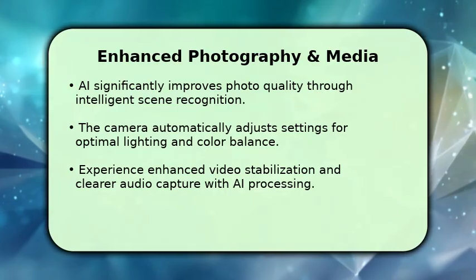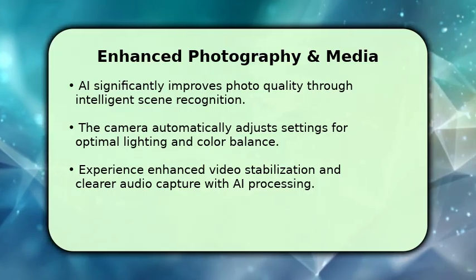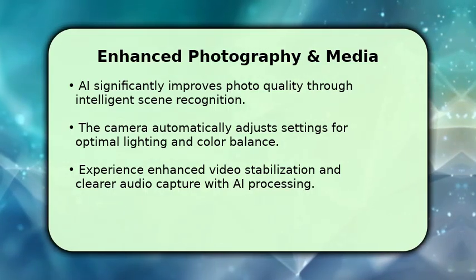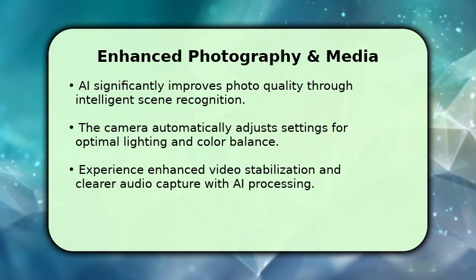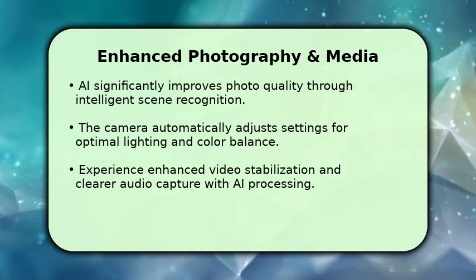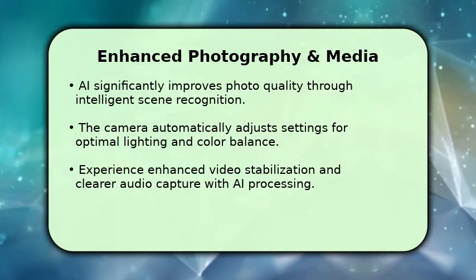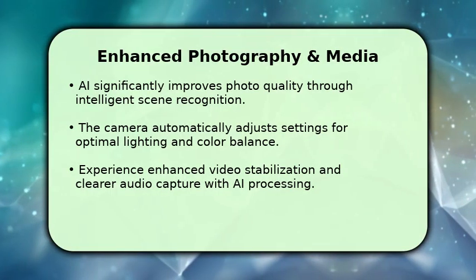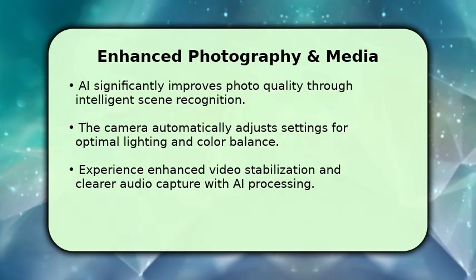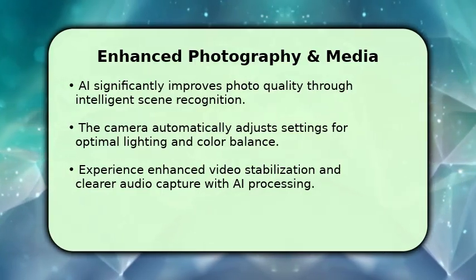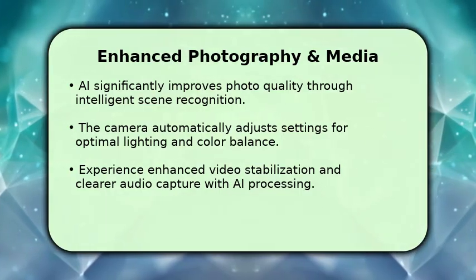Artificial intelligence dramatically enhances your photography and media experience on Oxygen OS. The camera's AI can recognize over 20 different scenes, from landscapes to portraits, automatically optimizing settings for stunning results. This means brighter, clearer photos with vibrant colors, even in challenging conditions. Furthermore, AI contributes to smoother video recording and improved audio clarity. Your gallery also becomes smarter, using AI to categorize images by faces, locations, or events, making it effortless to find that perfect memory in just a few taps.